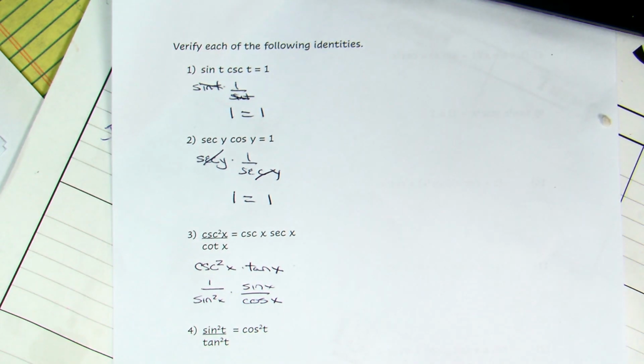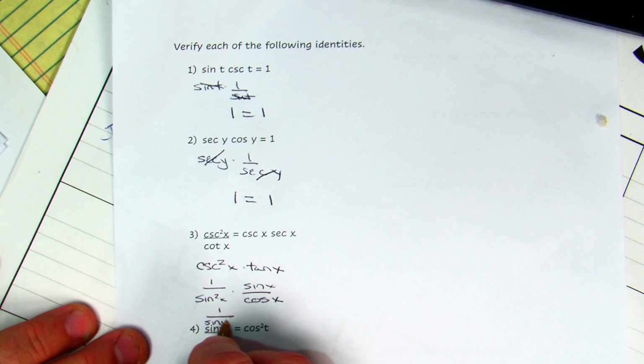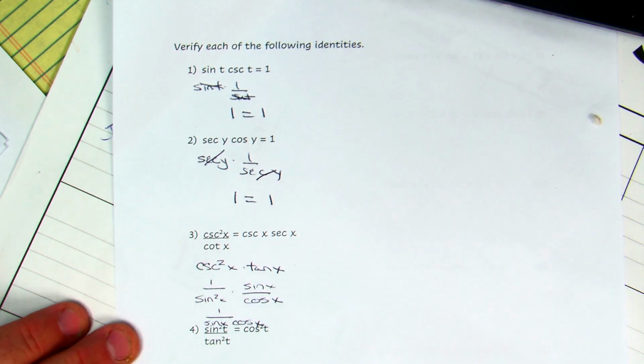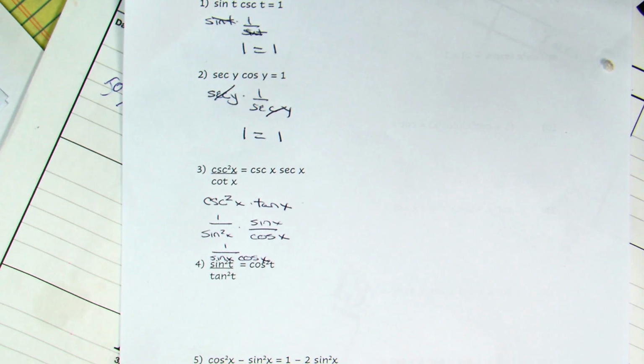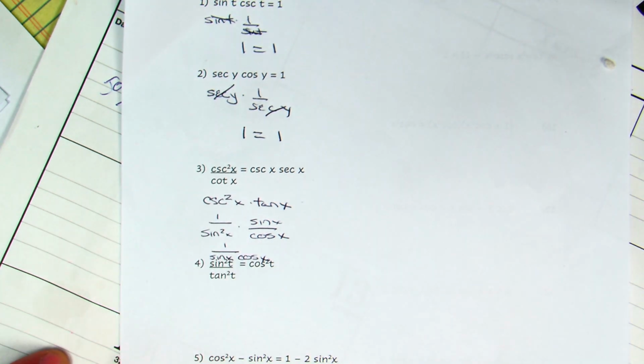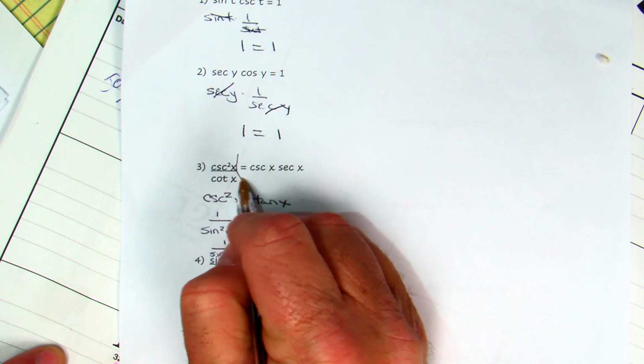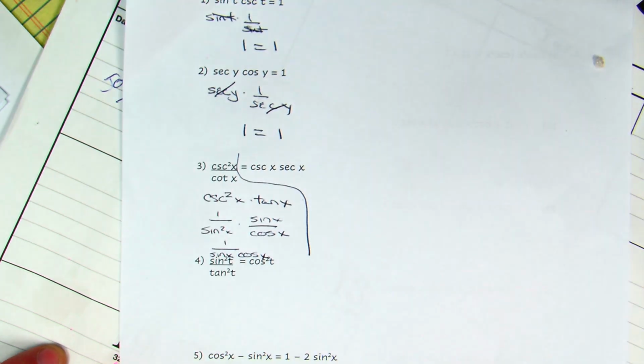So this is working with the left. I end up with 1 over sine x cosine x when I'm all done with all that. I took cotangent, which was in the denominator, moved it up to the numerator, and did the inverse. So the inverse of cotangent is tangent. Whenever you want to move something from the denominator to the numerator, you move it up. And this is all on the left side. Good?